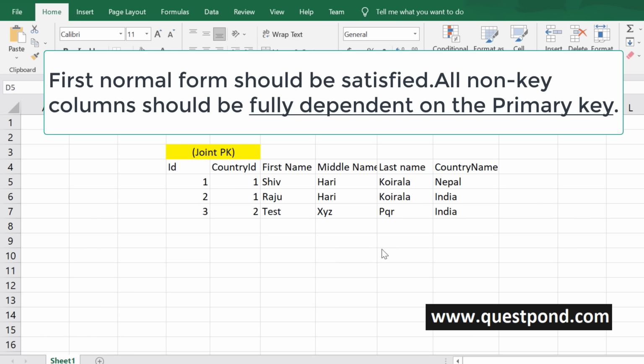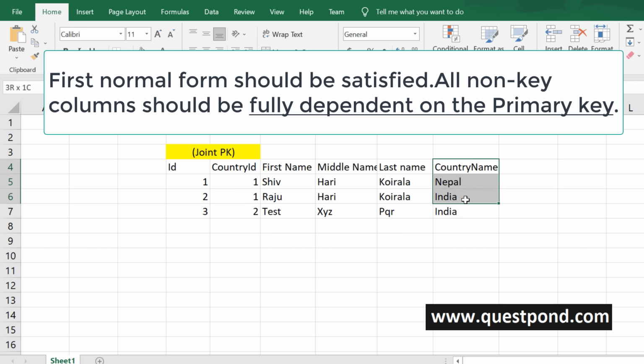Second normal form. In second normal form, first, all the rules of first normal form should be followed. Means the table should have atomic values and should not have repeating groups. Second, all non-key columns. For example, here you can see in this table, we have 4 non-key columns. All non-key columns should be fully dependent on the primary key. So we can see here we have a joint primary key of ID and the country ID. Okay. So first name, yes, it is fully dependent on the key. The middle name and last name, they are also fully dependent on the key.